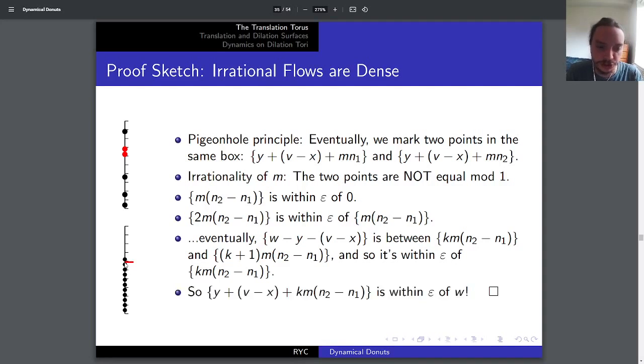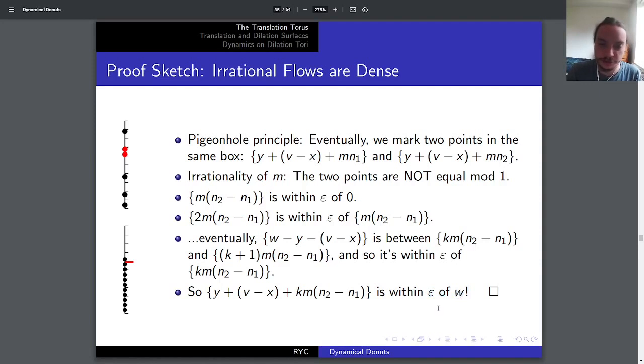I kind of sandwich W in between 2 of these points, right? So you climb up, climb up, climb up, and eventually, W is somewhere on this axis, and we sandwich W in between 2 of these. But these 2 points were less than epsilon apart, and that means that one of the points, or both the points, are actually within epsilon of W, because W is in between them. And so this actually shows that the point that we came up with, which was at the k times n2 minus n1th time that we hit the line, is within epsilon of W.